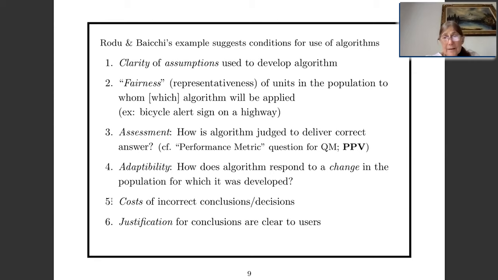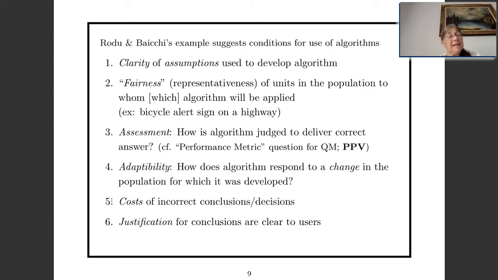Assessment, and this is really important. How is the algorithm judged to deliver the correct answer? This was related to when I talked about quality metrics, what would be the appropriate performance metric to judge the value of the quality metric. This is all related to what we call in statistics positive predictive value. If one delivers an answer, what's the probability that it's correct? And of course, remember, in the real world, only the recording angel knows what the true answer is. We're hoping that we have a high probability of getting the answer that she's written down in her little book, but that's probably in the real world situation the best we'll ever be able to do.